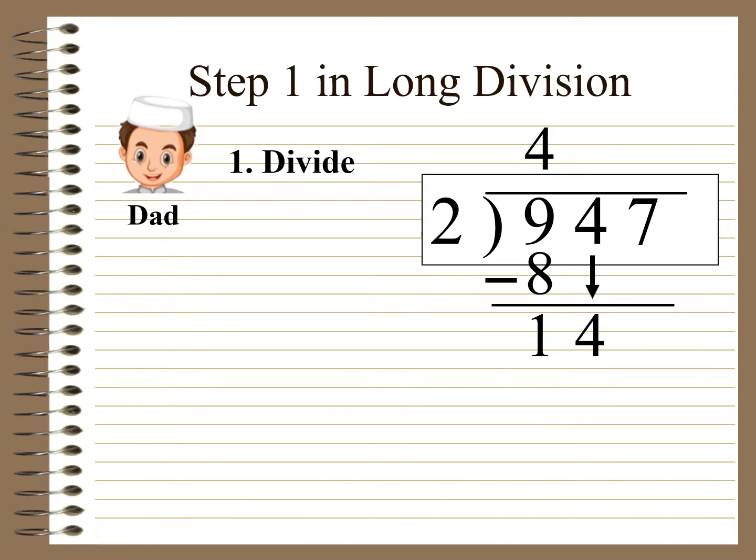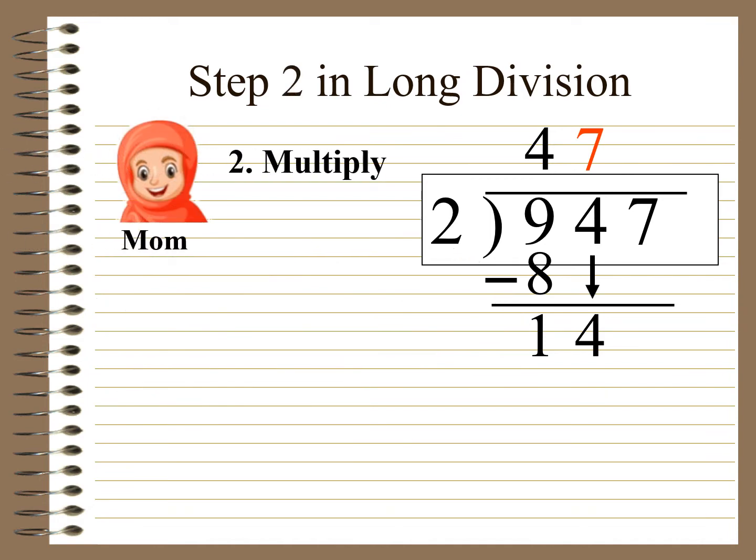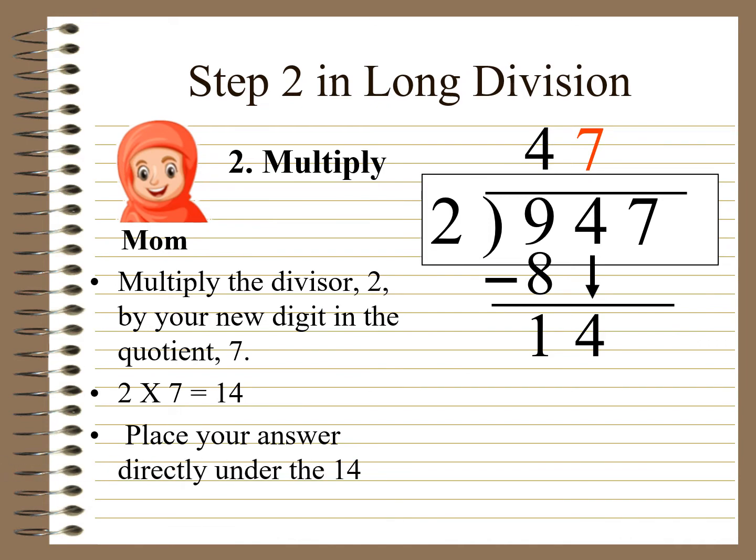Dad, divide. Divide 14 by 2. 14 divided by 2 equals 7. Place your answer directly above the 4 in your quotient. Mom, multiply. Multiply the divisor, 2, by your new digit in the quotient, 7. 2 times 7 equals 14. Place your answer directly under the 14.